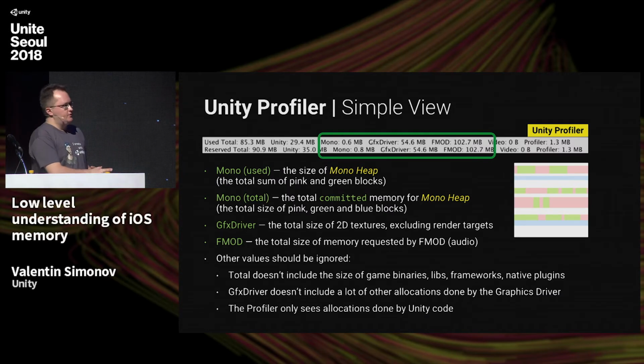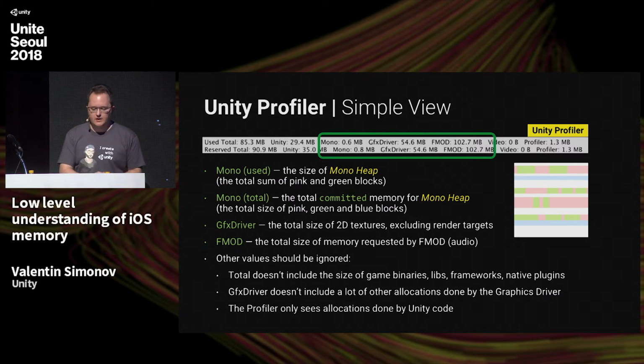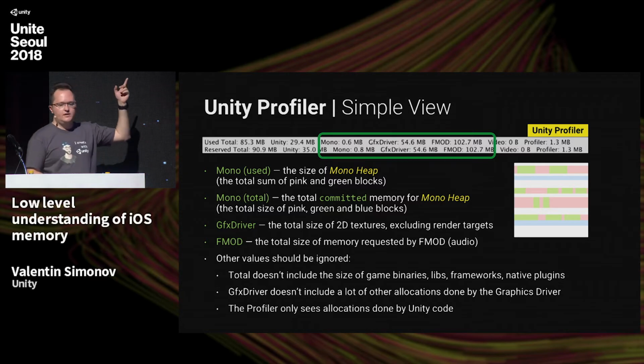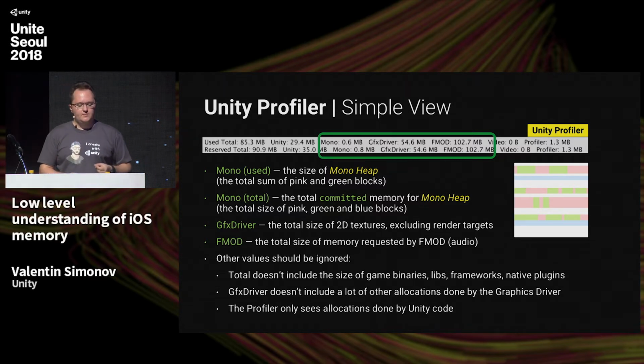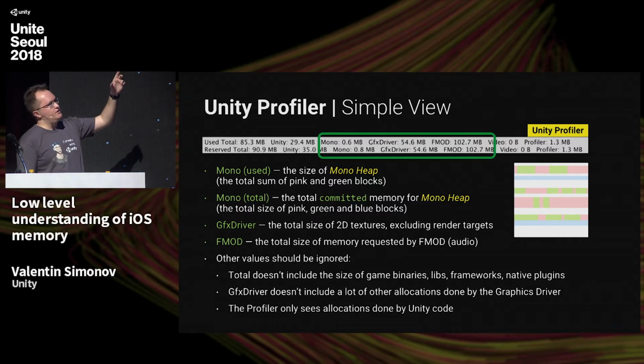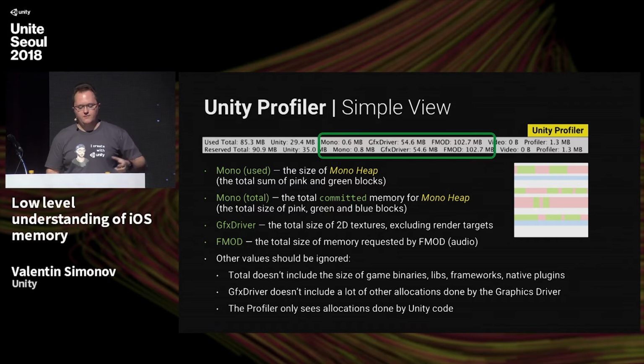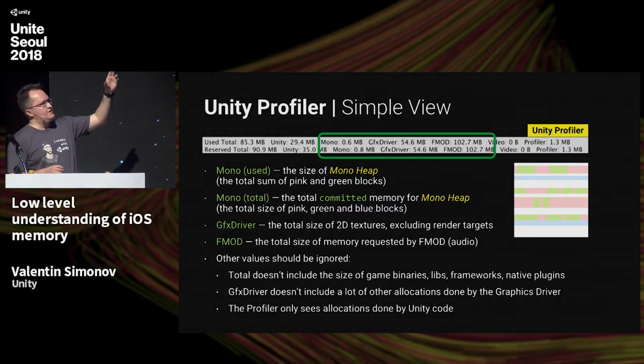And it shows a few interesting things. I tried to highlight them. The first one is mono used. This is the size of the mono heap. Basically, on the screenshots, it is the sum of the pink and green blocks. Next, mono total, the total size of committed blocks for the mono heap. This is the size of all colored blocks there.